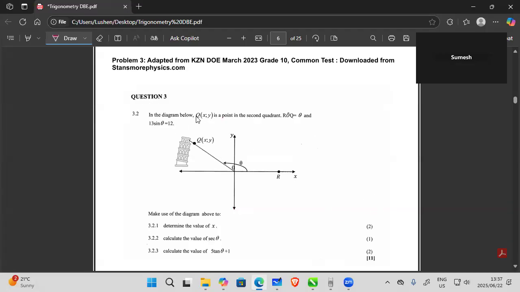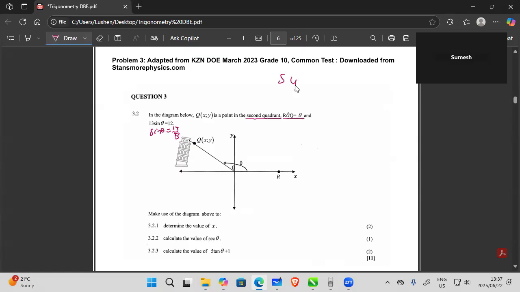Right, in the diagram below, Q is a point in quadrant 2. ROQ is equal to theta. So that's the angle in the standard position. Okay, and 13 sine of theta is equal to 12. So if 13 sine of theta is equal to 12, then sine of theta is equal to 12 over 13.